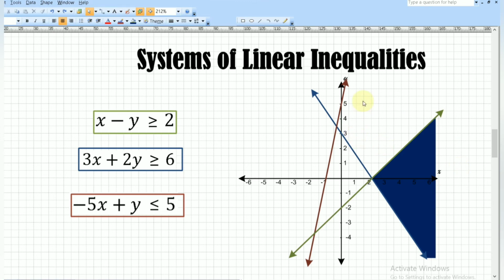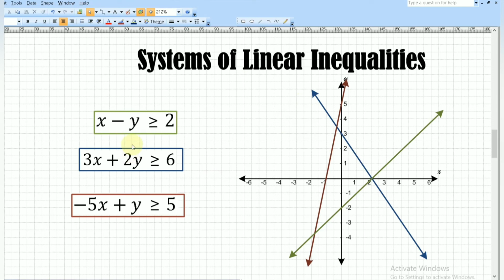Let me give you another example, and I want you to be careful in studying these variations. If this is the case, look, this is greater than or equal to. You can see that this is negative y. It means the opposite. It's supposed to be less than or equal to.